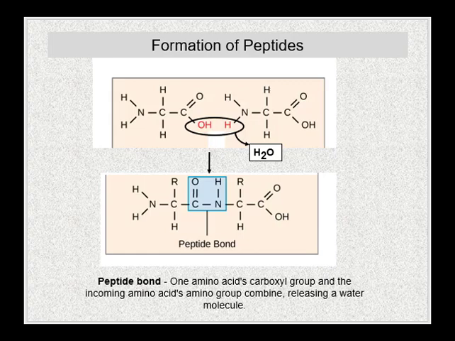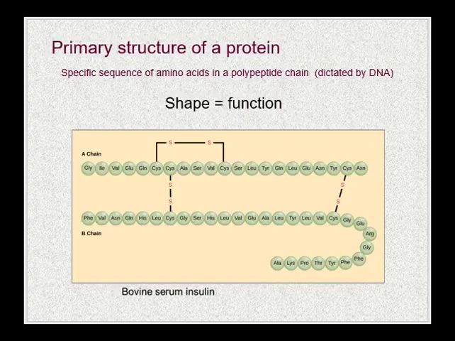Each polypeptide will have a free amino group at one end, and the other end will have a free carboxyl group. The amino acid's unique sequence in a polypeptide chain is known as its primary structure. For example, the amino acid sequences in the A and B chains shown are unique to insulin.